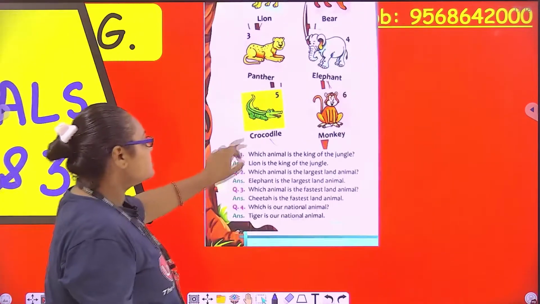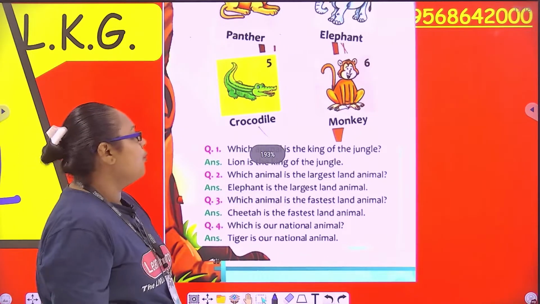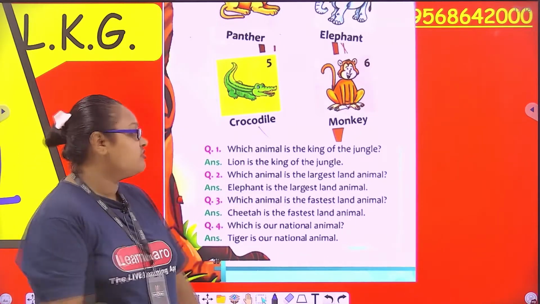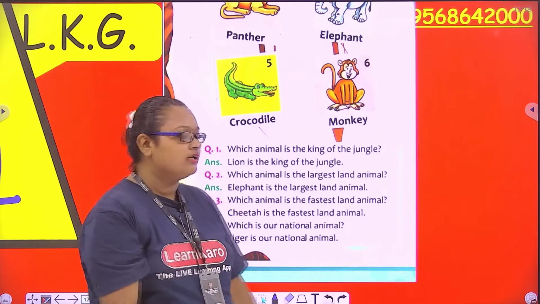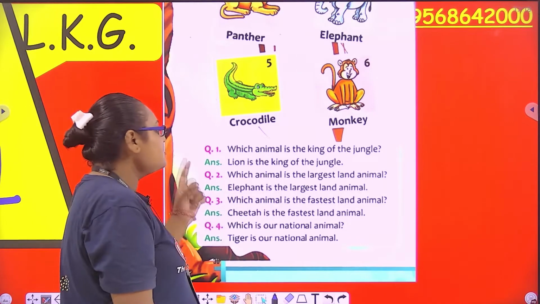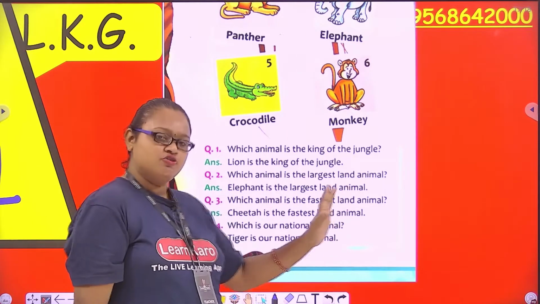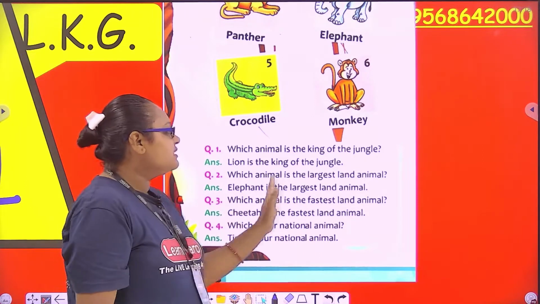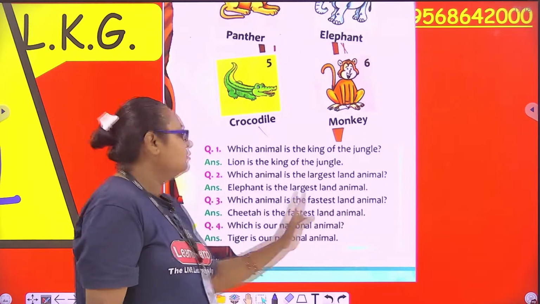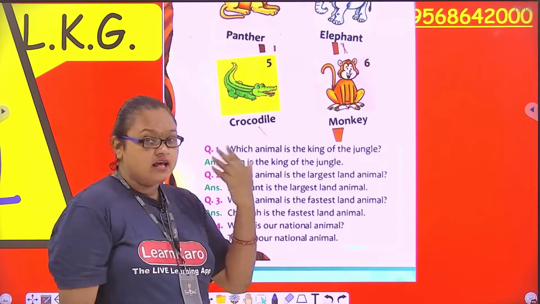So here are some questions. Which is the animal of the jungle? Which animal is the king of the jungle? Lion is the king of the jungle. Which animal is the largest land animal? Elephant is the largest land animal.